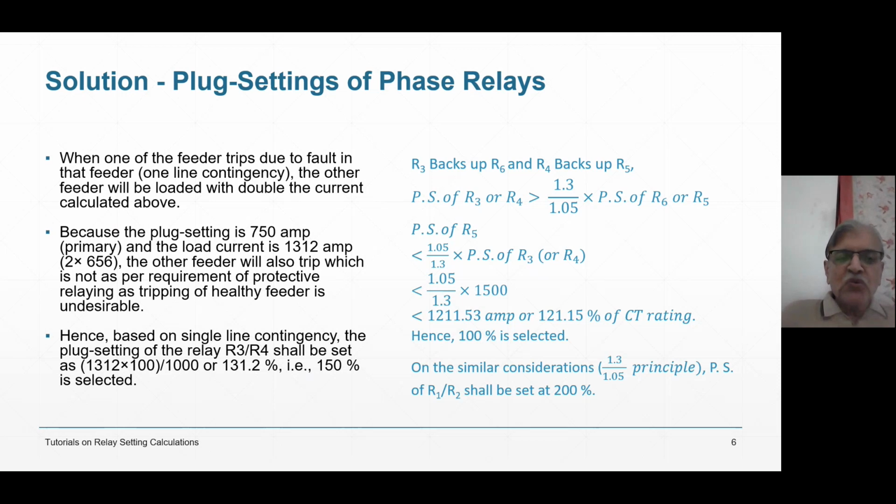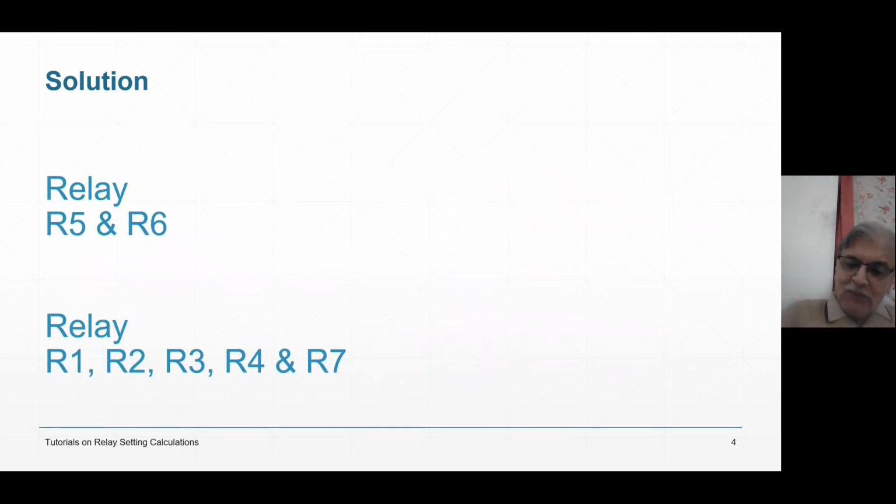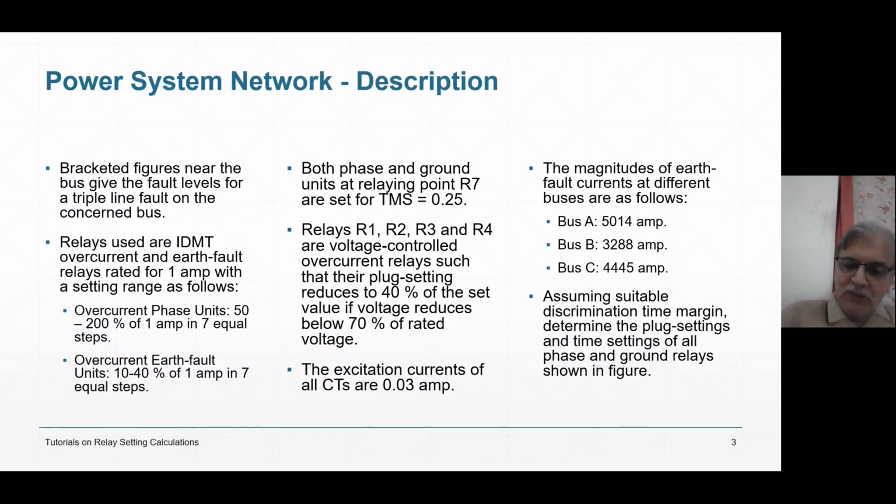So you will have to set R3, R4 based on one line contingency. That means you will have to set them on a 300 MVA basis. 300 MVA basis is 1312 ampere, and that gives me 131.2%, and therefore my setting will be 150%. So R3 or R4 are set at 150%. Now what if you see this parallel feeder once again?